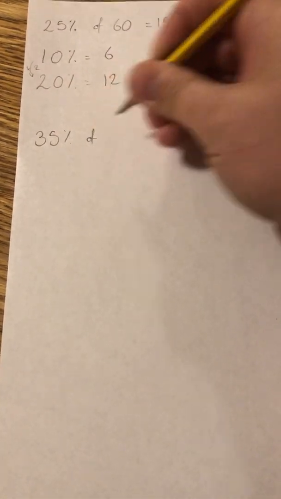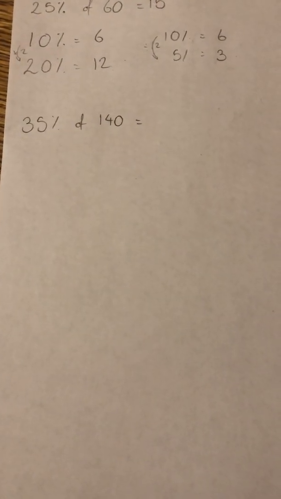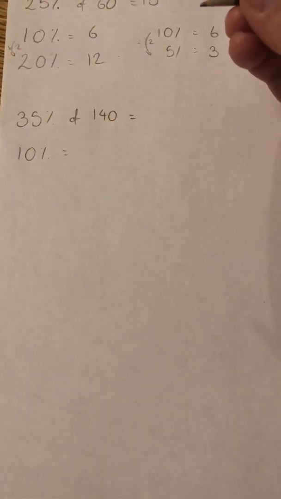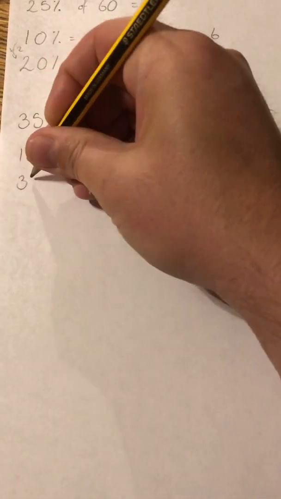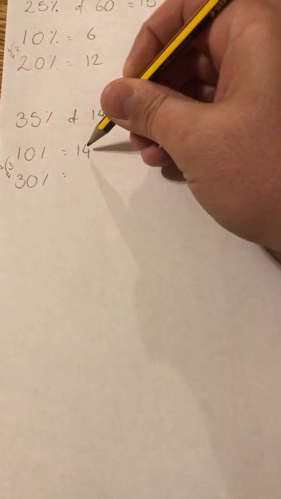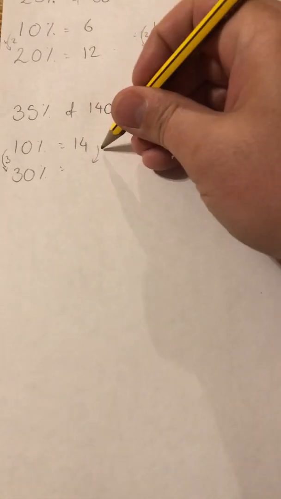35%. We do 35% of, let's go for 140. So 35% of 140. So I'm going to start with 10%, always works. 140 divided by 10 is 14, which means I can then find my 30% that I need, because I'm going to multiply this by 3. 3 lots of this 10%. 14 times 3. I can do that one.